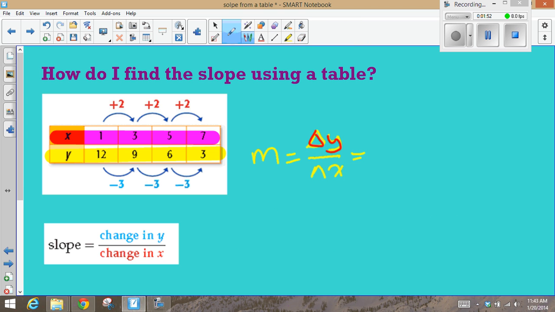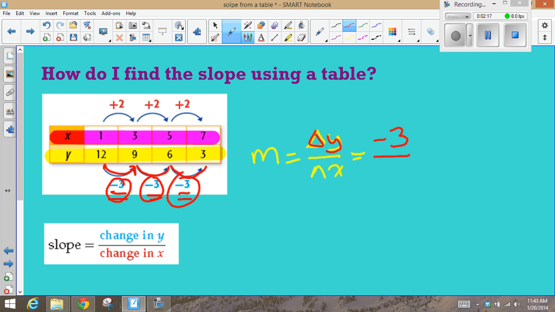All right, so let's look over here at our y first. If I start at 12 and then it goes to 9, that gives me a change of -3. Now, it's negative because the number went down. So I'm getting smaller. I know I've got a negative. 9 to 6, change of -3. 6 to 3, change of -3. That means the number on the top is going to be a -3. My y changes by -3 each time.